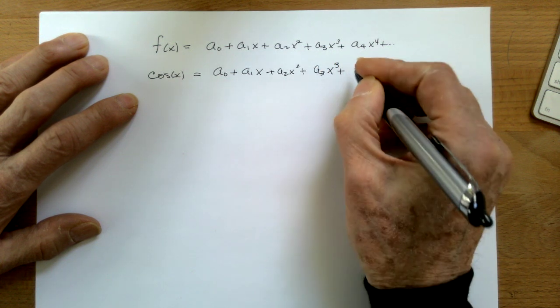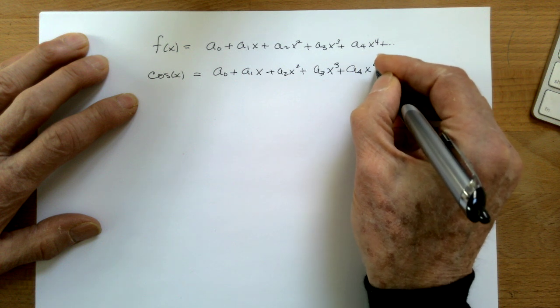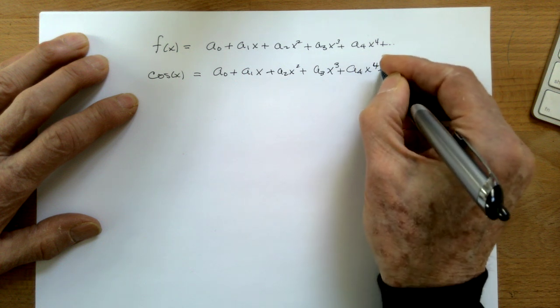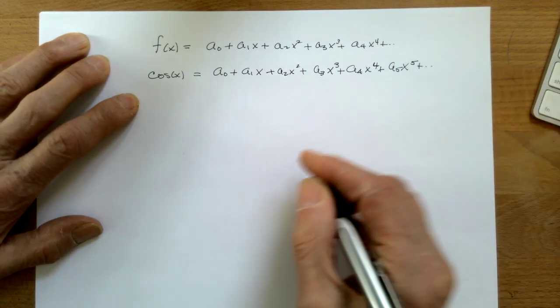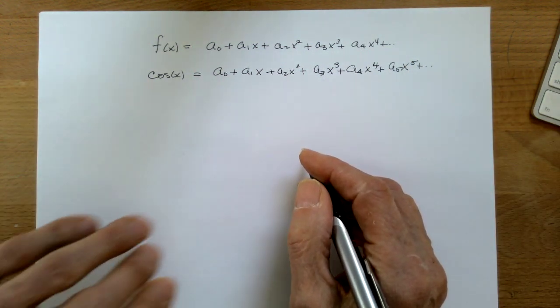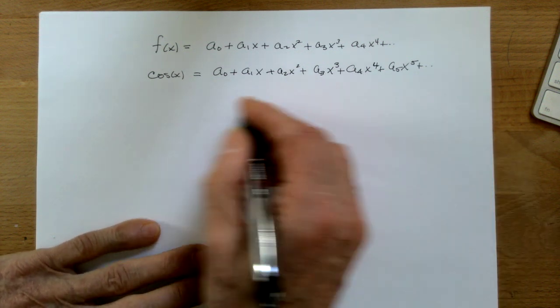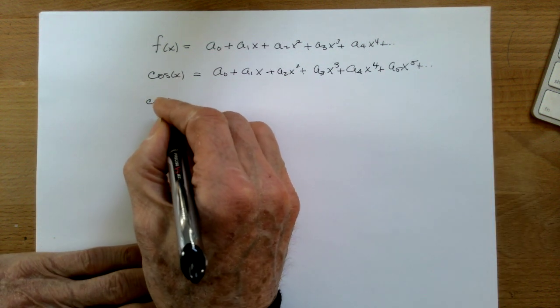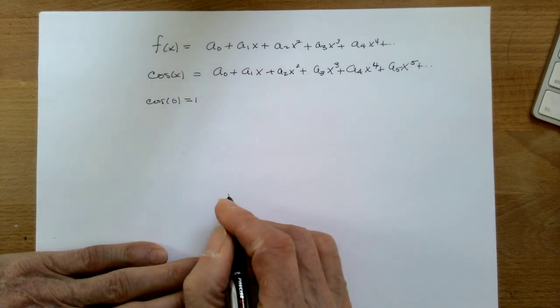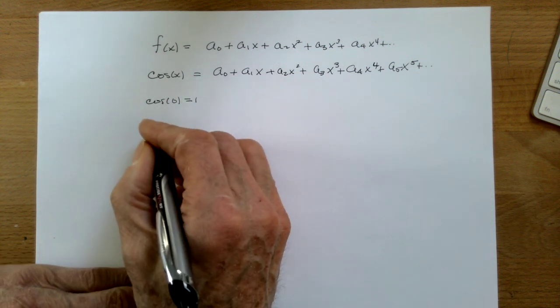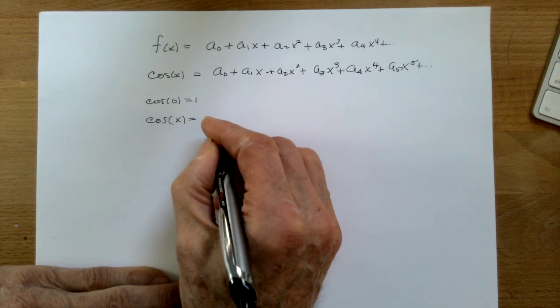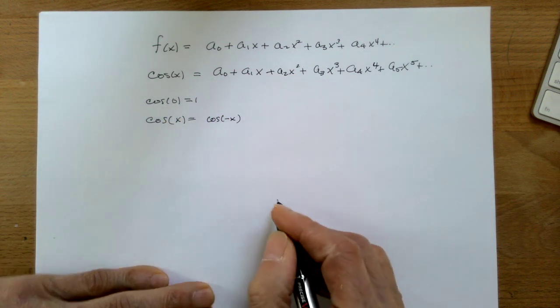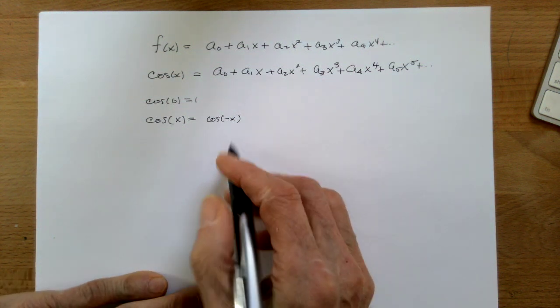And I'm going to go a little further because we're going to need it later. And how do we find the a's? Well, what do we know about the cosine? We know that the cosine of 0 is 1. We also know that the cosine of x is equal to the cosine of minus x. That is, cosine is an even function.